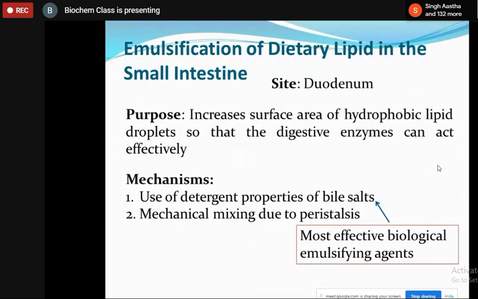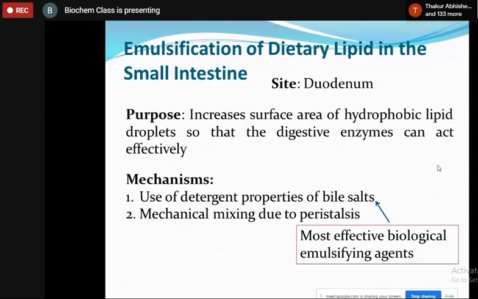So this process of emulsification is brought about by two mechanisms. First is the detergent properties of the bile salts. Bile salts are very important. They are the most effective biological emulsifying agents. They are important for this process of emulsification. And some amount of emulsification is also brought about by the action of peristalsis, but bile salts are most effective.